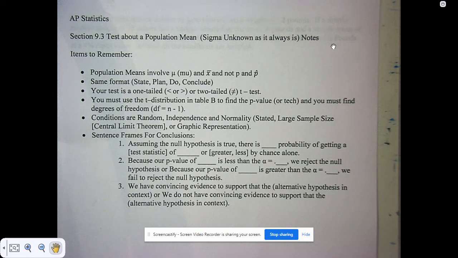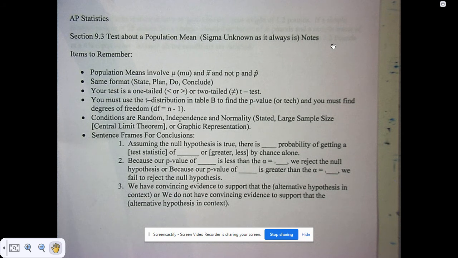I'm trying to get all my notes out to you so I'm not writing them out so much. These are some things that we definitely need to think about as we move forward to section 9.3. That's about population means, not means. Remember, in this video I'm using material that has been posted for you in Google Classroom. When you see this video, it's there, so you can print out all the things that I've got.